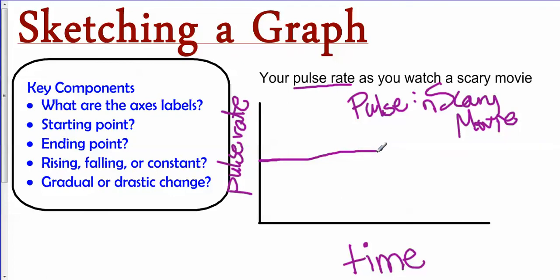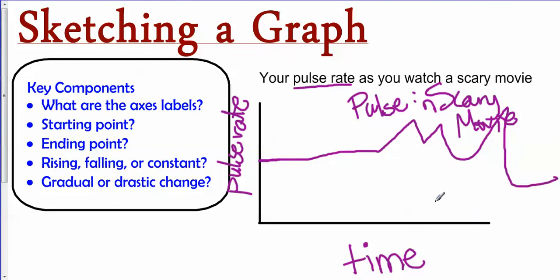And then something scary happens. Some creepy guy jumps out of the bushes. Bam, my pulse rate increases. And then, okay, I'm calming back down. Then something scary happens again. And then I'm calming down. And then, oh my gosh, as your literature teacher would tell you, it's the climax of the movie. And then everybody's happy in the end, and my pulse rate is back to normal.